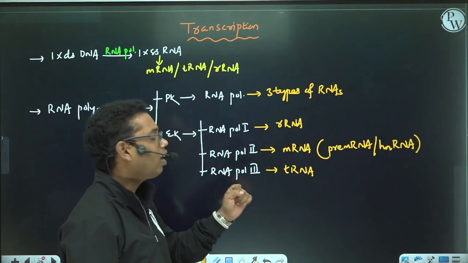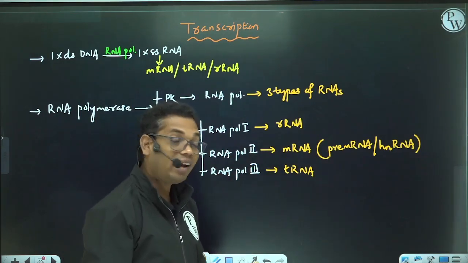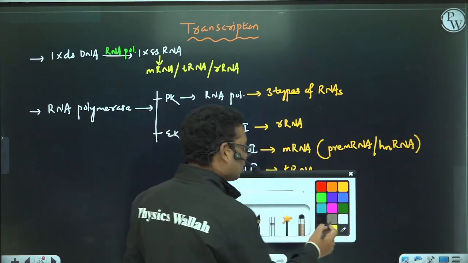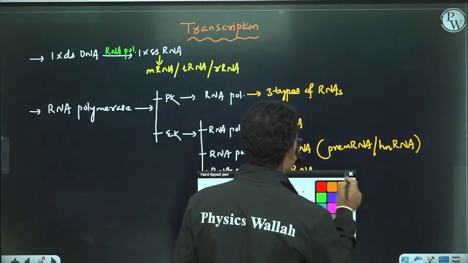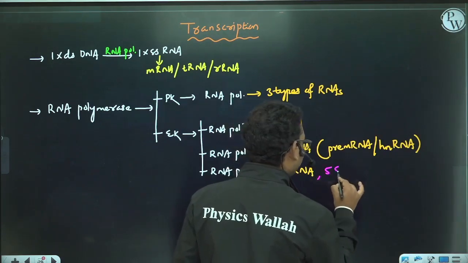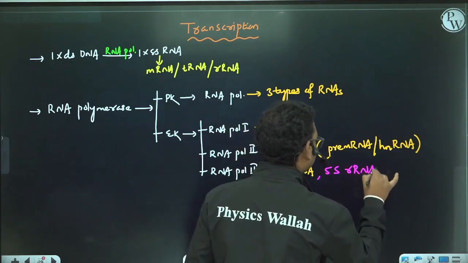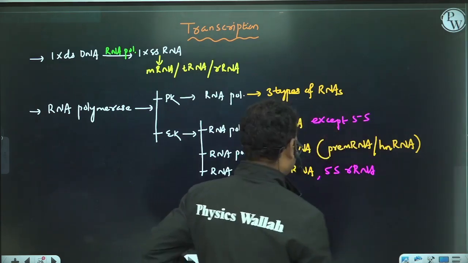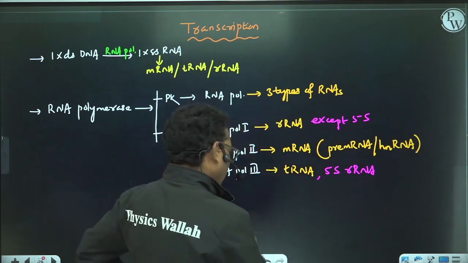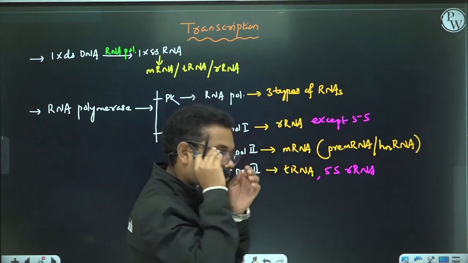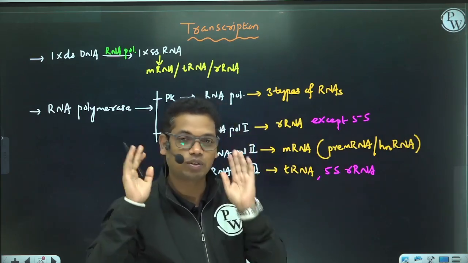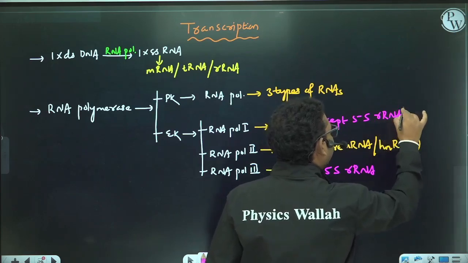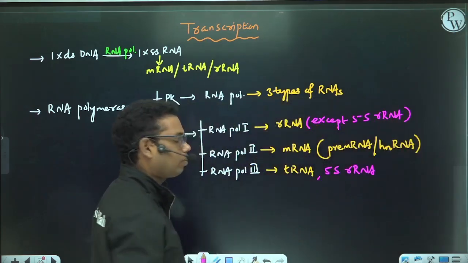rRNA is of various types. RNA polymerase 3 synthesizes 5S rRNA. So except 5S rRNA, all the different types of rRNA are synthesized by RNA polymerase 1.